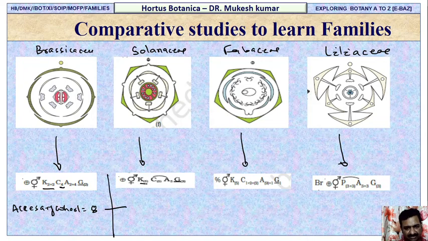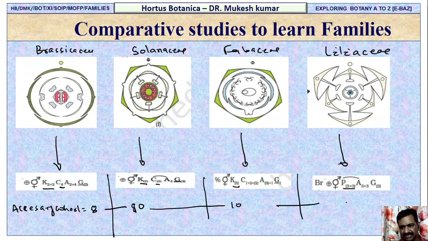Here, how many accessory holes? 5 plus 5, total 10 we have. Here, how many accessory holes do we have? Tell me, who can tell? This is your 5 and 5, total 10. Here, tell me what? 6, only 6 we have.